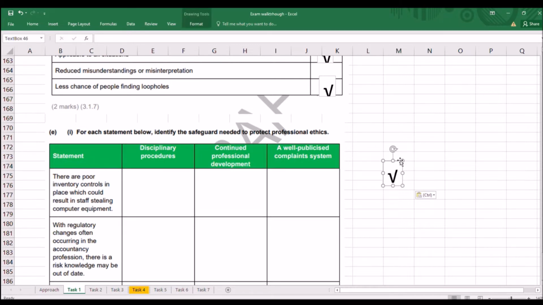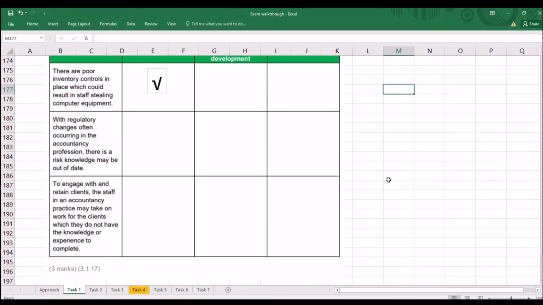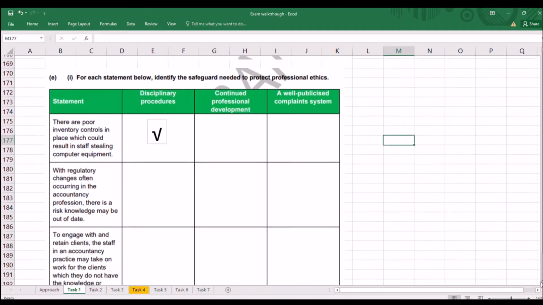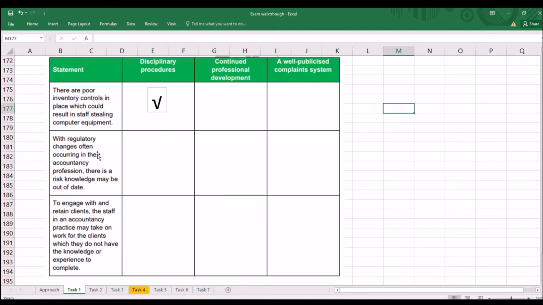Really, in here we'll have disciplinary procedures to keep everybody in line. In there, so that will be that one. We've got continuous professional development. That's going to be some kind of competency thing, and a well-publicised complaint system. With regulatory changes often occurring, we've got some kind of professional competence thing. So to protect our threat, which is to competency and due care, we're going to have CPD to keep us up to date.